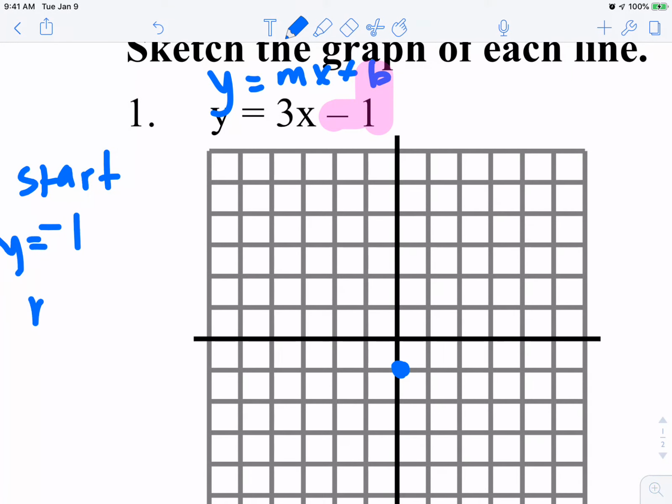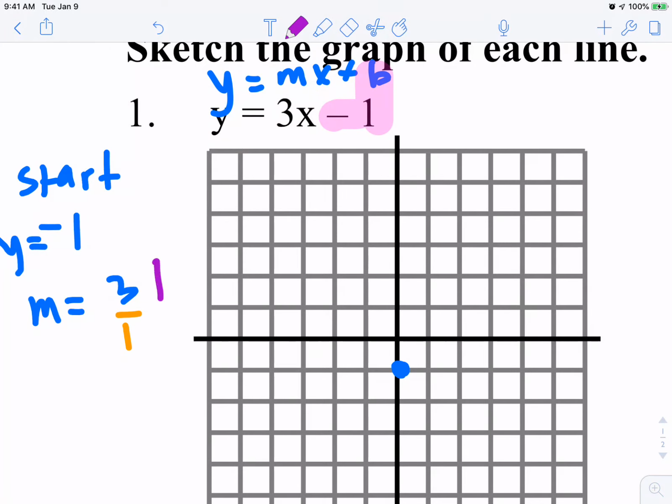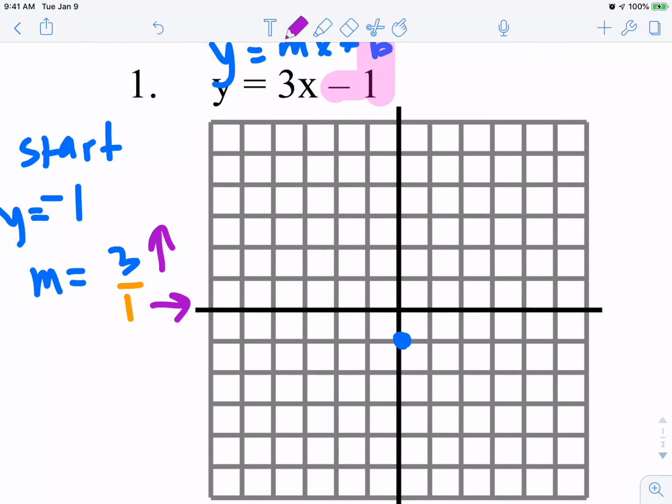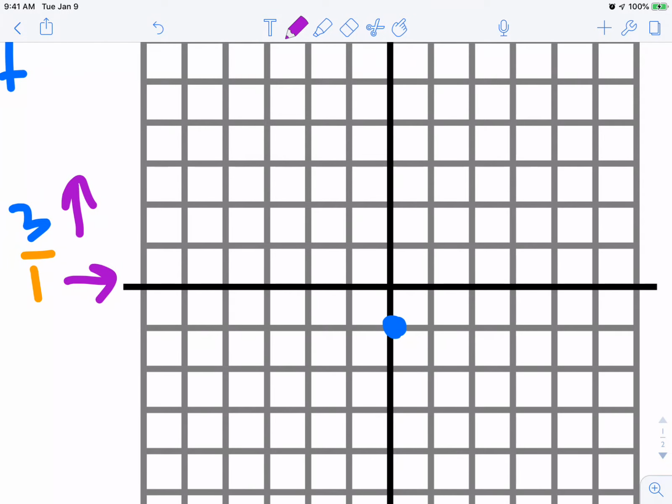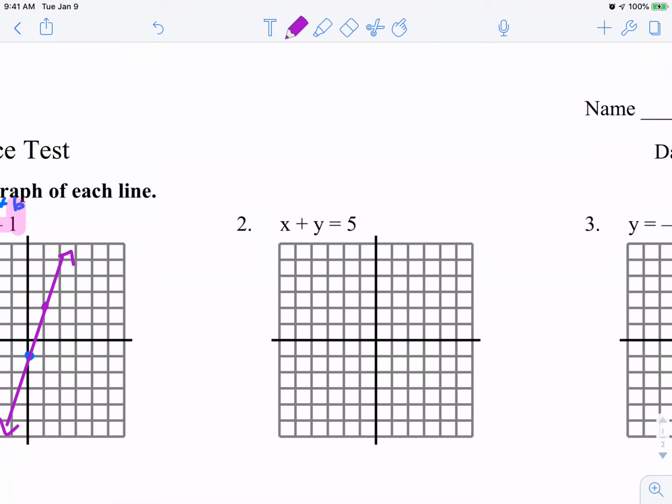Your slope m is 3. So I'm going to put a 1 underneath that 3 just to help me remember. I'm going to go up 3 times and to the right 1 time. So from my blue dot, I'm going to go up 3 and go right 1. So you only need 2 dots, and just draw a line to connect them. That's it.